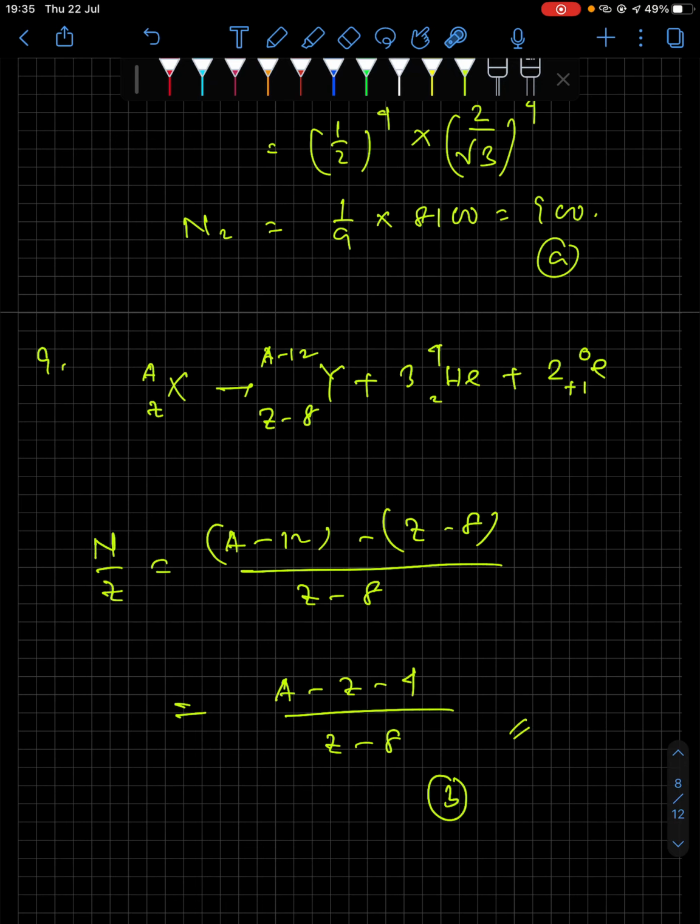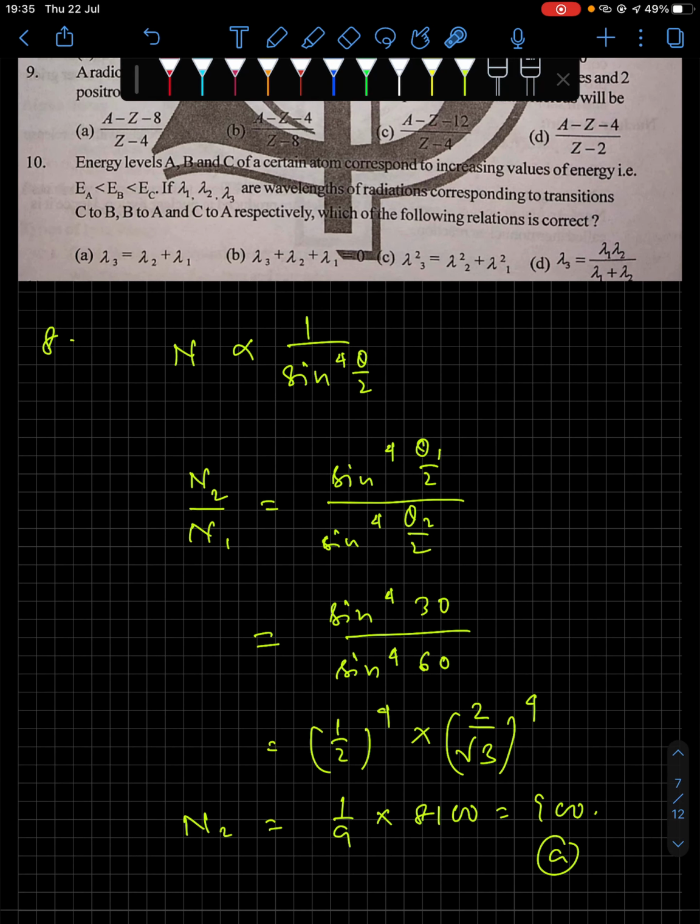Okay, so question number 10, let's see. You have energy levels A, B, C of a certain atom given. Now EC is highest, followed by EB and followed by EA. These are the energies. Now lambda 1, lambda 2, lambda 3 are the wavelengths of radiation corresponding to transition from C to B, B to A and C to A. So which of the following relations is correct?